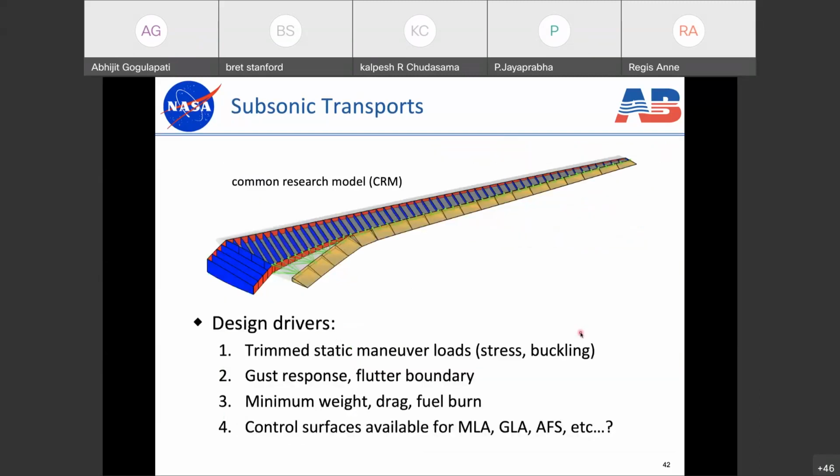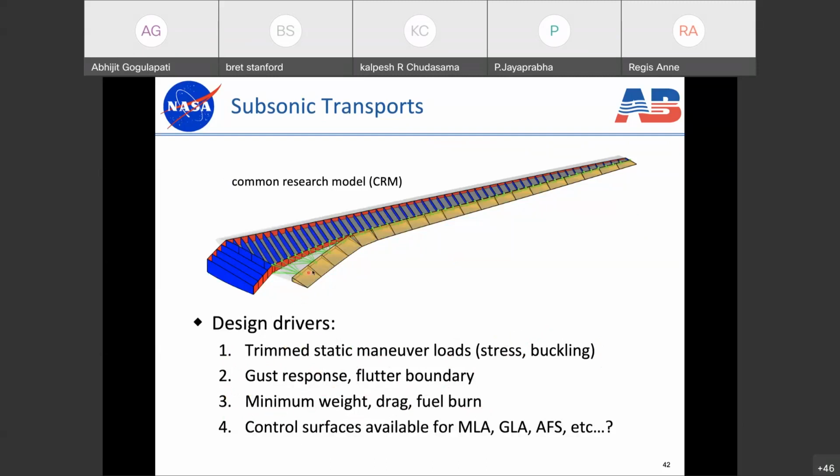So the subsonic transport research that we've done in recent years has a number of interesting design drivers. We have static maneuver loads that we care about, where you might be concerned about stresses inside the structure, and then buckling of the panels as well. We would be concerned about gust response, and then of course flutter boundary, not panel flutter, but actual wing level flutter. Your objective functions might be to minimize weight, maybe minimize drag, minimize fuel burn. Things like this is what you would care about.